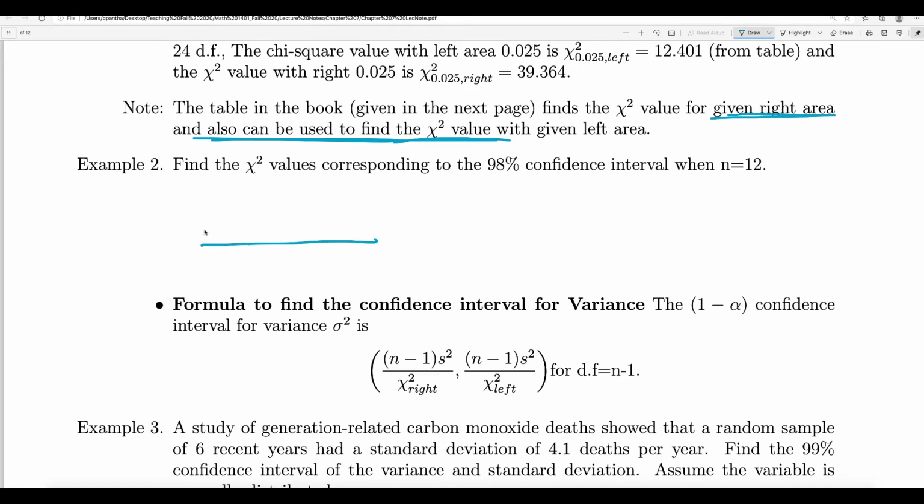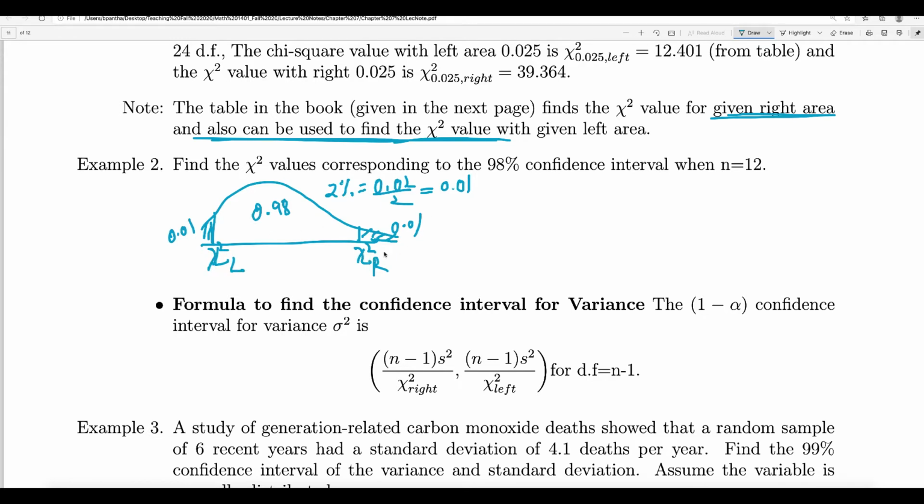Let us draw the chi-square distribution. It has a longer tail on the right. For 98% confidence, 0.98 is in the middle. So what is outside this middle region is 2%, which is 0.02. Divided by 2, this is 0.01, and this is also 0.01. This is called chi-square right because it is on the right end. This is called chi-square left. It is on the left end.